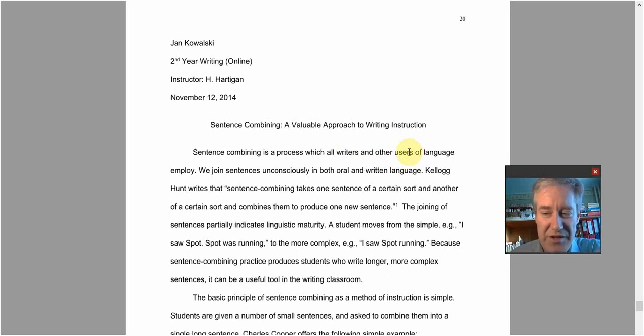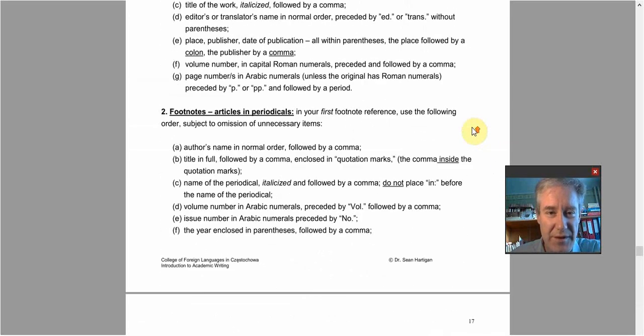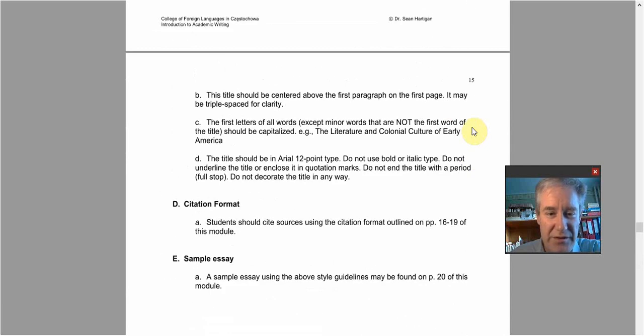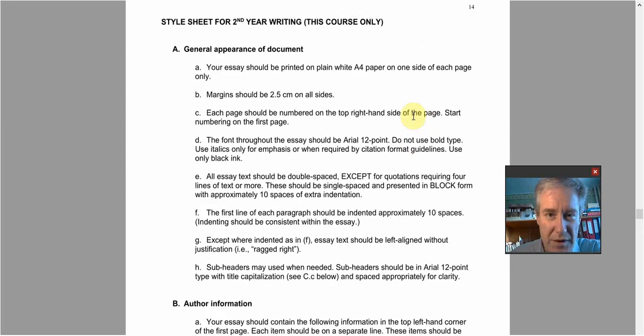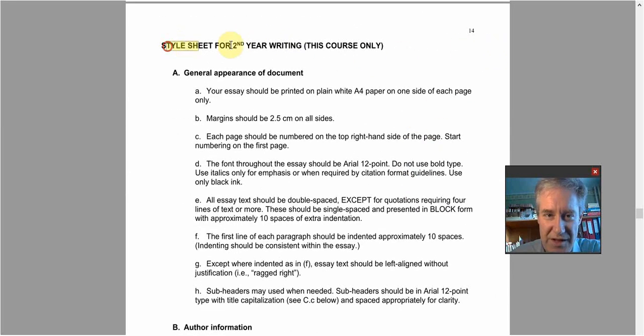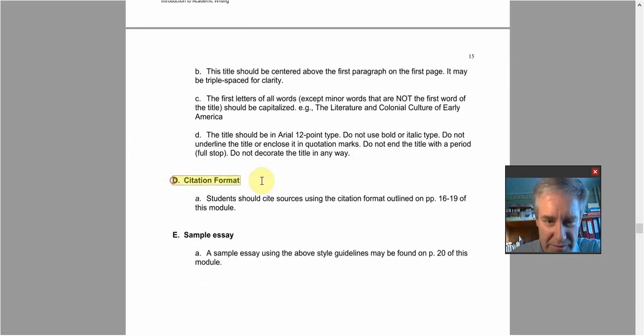Now, I promised I was going to talk to you a little bit about citation formats. So we're going back to page 15. Well, we were looking at page 14, where it gives us the style sheet, right? And we're looking at the second page of the style sheet, where it says citation format. Now, citation format is the special rules that you follow for using sources.